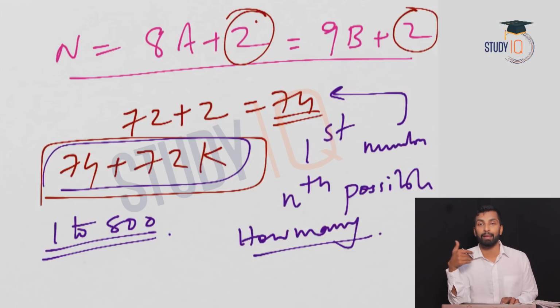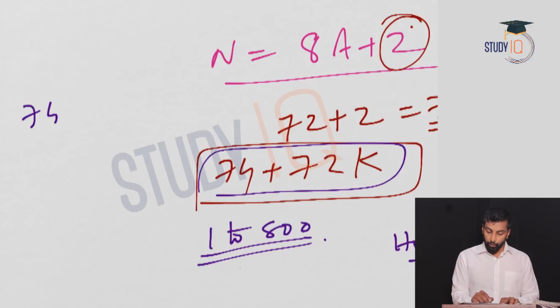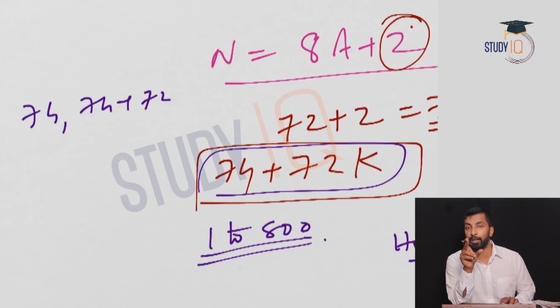I can make an easy question, I can make a difficult question. Instead of 800, if I put somewhere like 1250 or something, it is going to be slightly difficult. Not difficult, but 800, why is it easy? Because if you observe this, 74, then 74 plus 72. So you know this is a multiple of 72 plus 2.